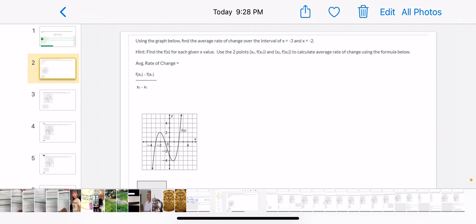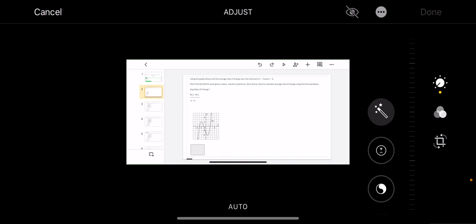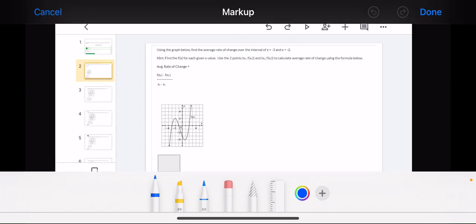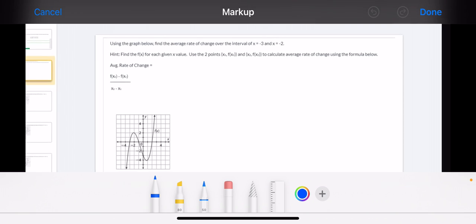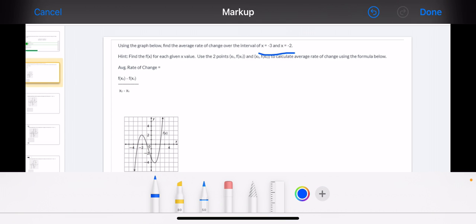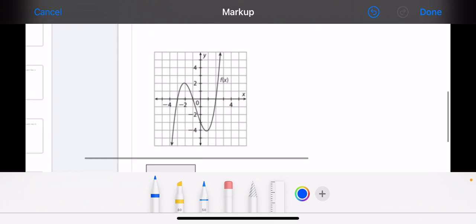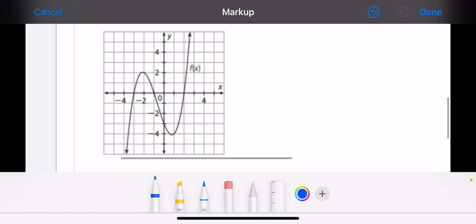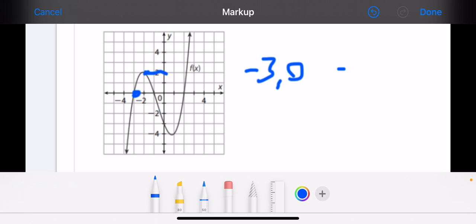And then we have this one where, using the graph below, find the average rate of change between negative 3 and negative 2. Go to our graph right here. Negative 3 would be on the 0 line. Negative 2 would be where this 2 lines up. So negative 3, 0. Negative 2, 2.